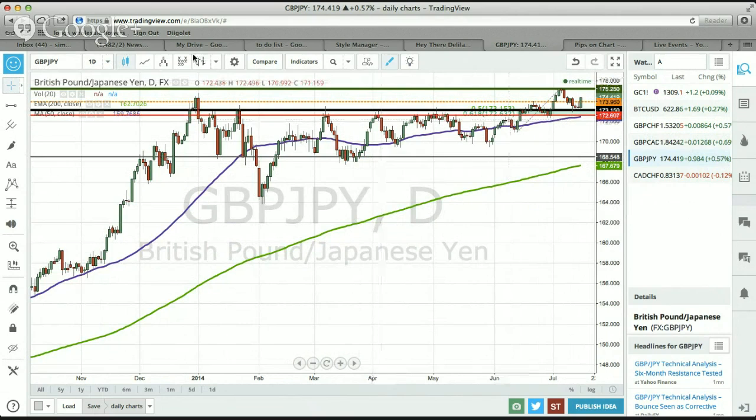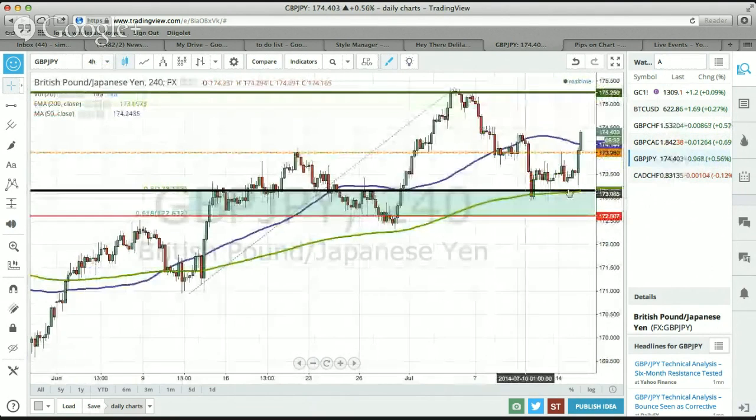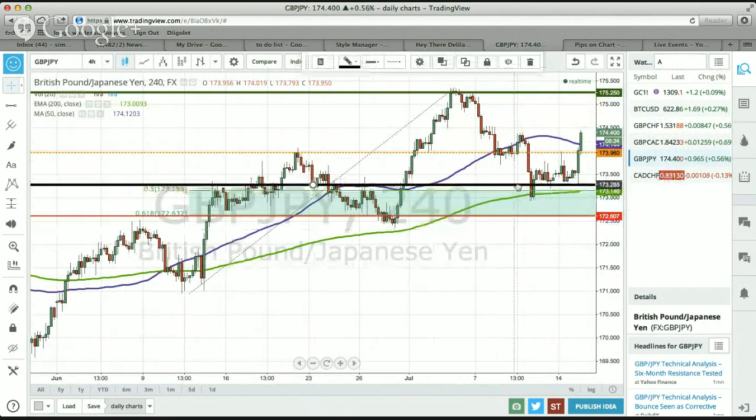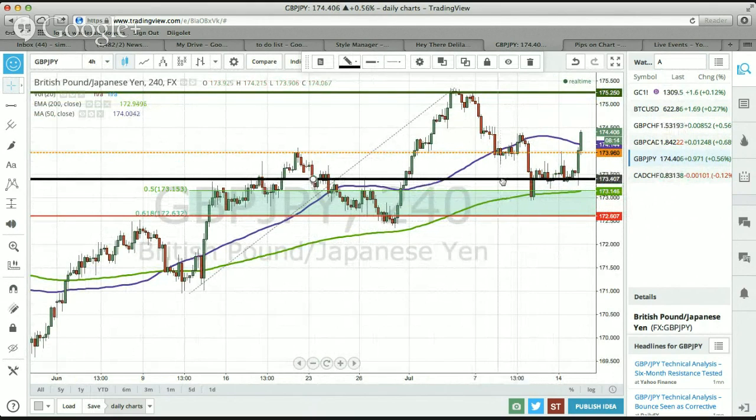I wouldn't really change the entry order. Let's just take another look at it just to be clear. I think this is the correct level, 173.15. Maybe you could argue that it should have been placed here, in which case it would have gotten filled, 173.32. So that's something to consider. You might even argue that it should be up here, 173.38. Well, definitely something to think about.